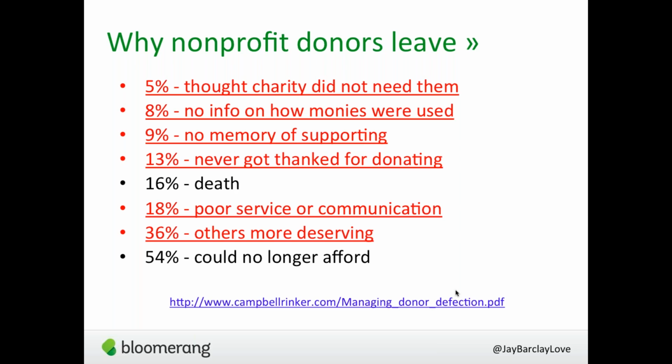As you can see there, 5% thought the charity did not need them. 8% had no information on how the monies were being used. 9% no memory of supporting. 13% never got thanked for donating. 16% there was a death involved, so they no longer could donate. But then we had the higher ones there of poor service or communications, 18%, 36% felt others weren't deserving. And then the largest one was 54% could no longer afford. But when you look at all the ones highlighted in red there, you can see that those all track back to the acknowledgement process and any other communications that happen after the gift has been made.